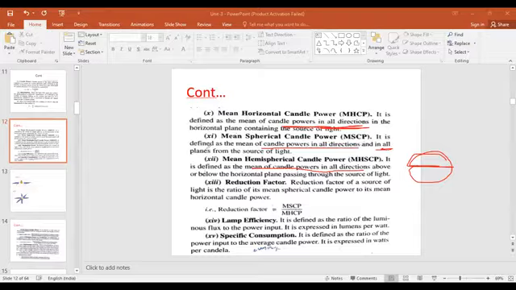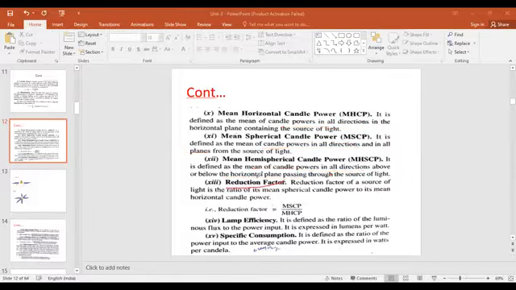In all planes. Again, mean hemispherical candle power in all directions, but above or below the horizontal plane passing through the source of light. Okay, so this is not easy to directly calculate, this MSCP or MHSCP. This can be calculated by using the polar curve. In an upcoming class, we will see what the polar curve is.